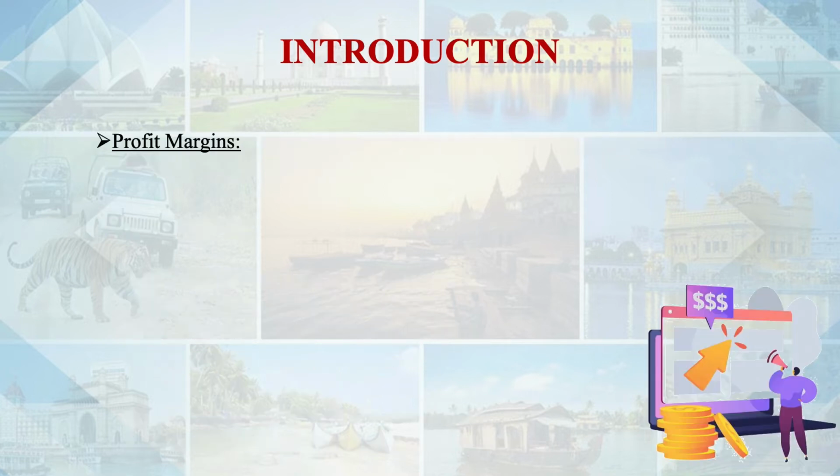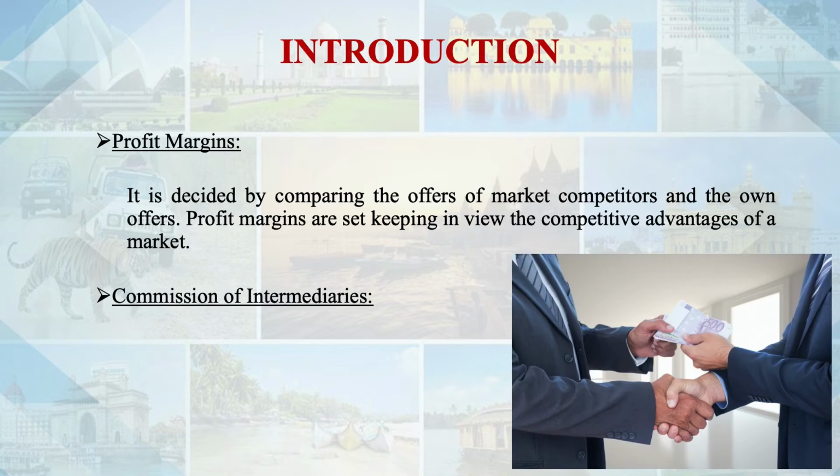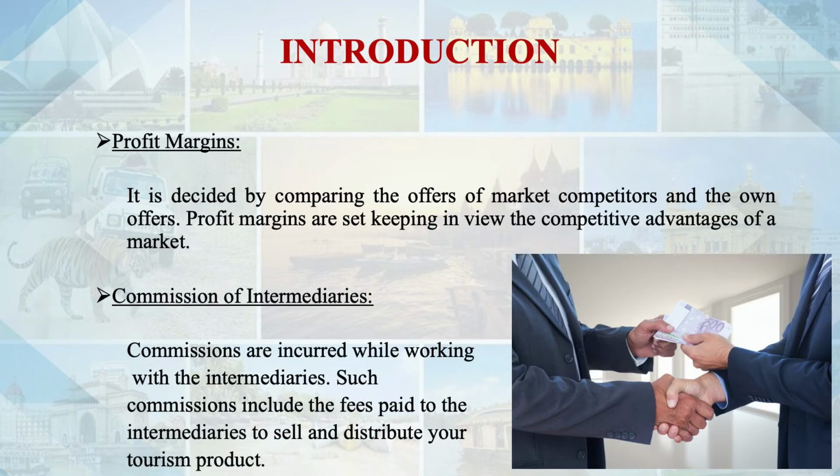The second one is the profit margins. It is decided by comparing the offers in the market which are set by the competitors and by your own offers. Profit margins are set keeping in view the competitive advantages of the market. The third one is the commission of intermediaries. Commissions are incurred while working with intermediaries, and such commissions include the fees paid to the intermediaries to sell and distribute the tourism product.